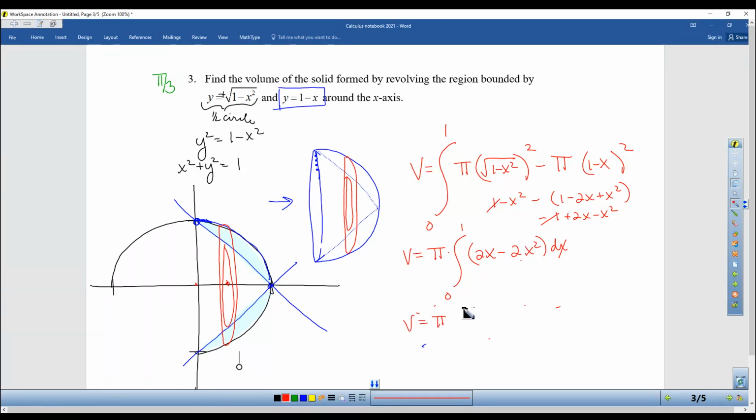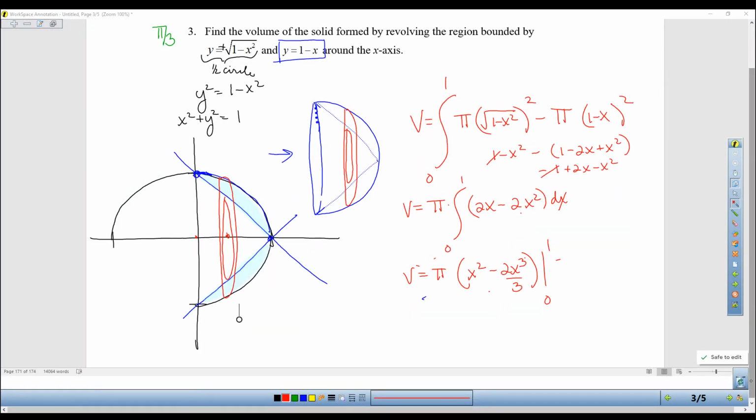The volume is pi times 2x squared over 2, just becomes x squared, minus 2x cubed over 3 from 0 to 1. I plug in the 1, and I get 1 minus 2/3 minus, when I plug in the 0, I do get 0, but not every time. Don't get too comfortable with that. And of course, 1 minus 2/3 is 1/3. So 1/3 pi, which is the answer, or pi thirds, same thing.